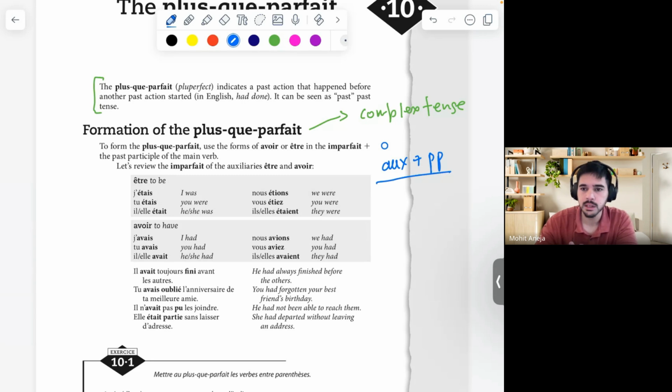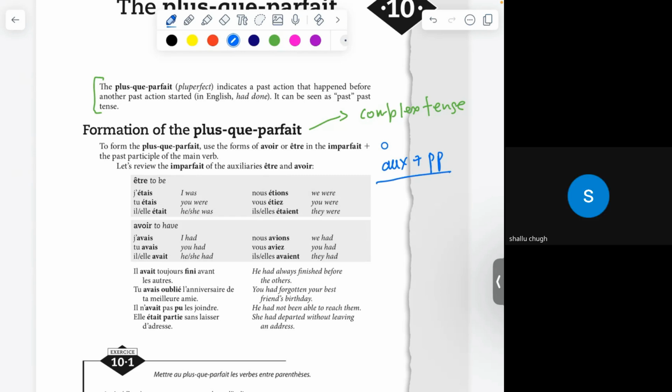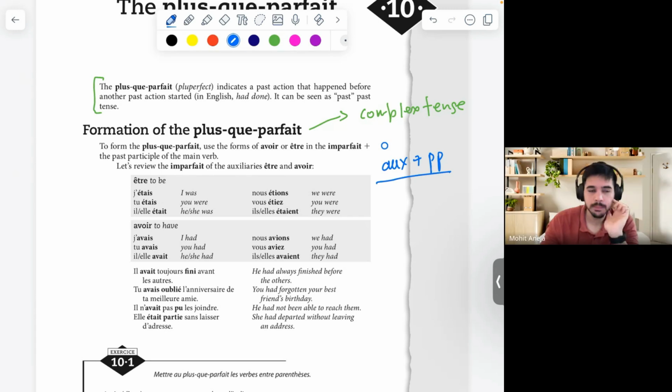The thing we are concerned about is the auxiliary. Now remind me, Shalu, what is the tense in which the auxiliary is conjugated in passé composé? How do we conjugate the auxiliary in passé composé? It is the conjugation of être or avoir in the present tense. Very good, yes, that's it. And Aishwarya, remind me, what is the conjugation of the auxiliary in futur antérieur?